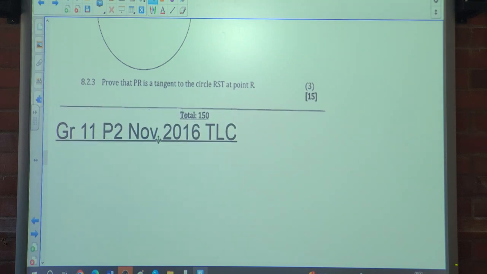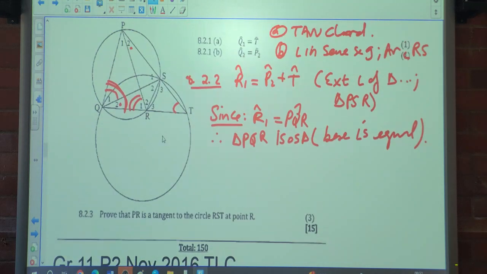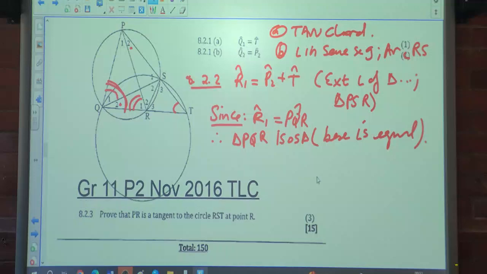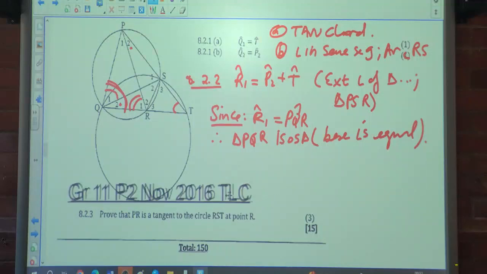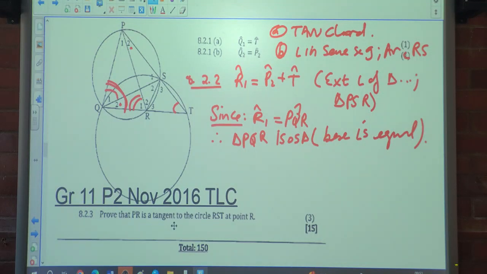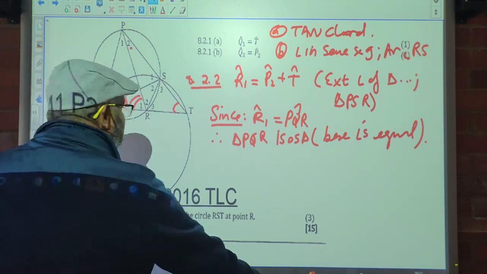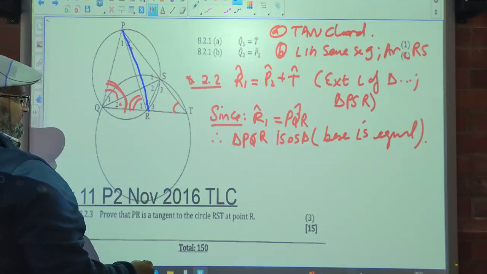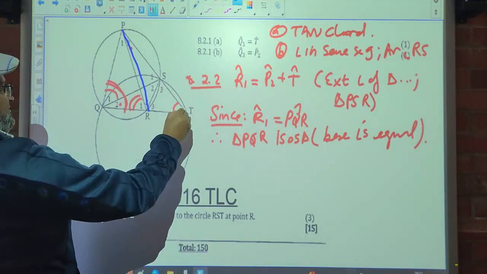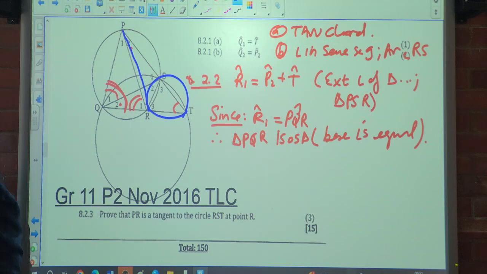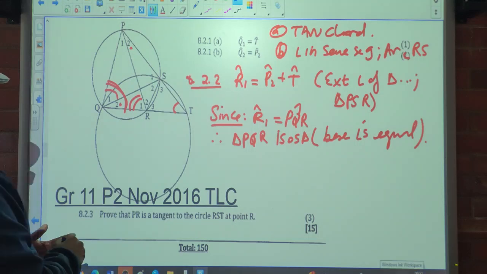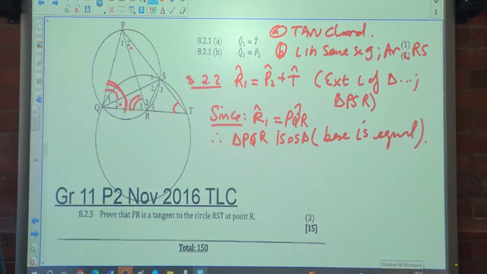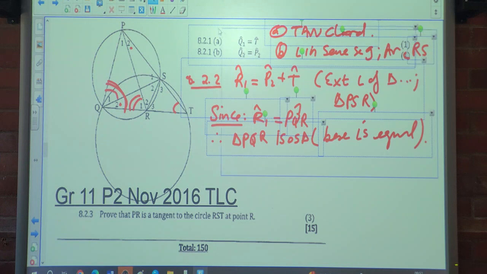Last question. Here we are told to prove that PR is a tangent to the circle RST. People, we spoke about that already. We're going to use the converse of the tan chord theorem. Again, I'm going to take this off here, and everything that's written is already on the diagram.